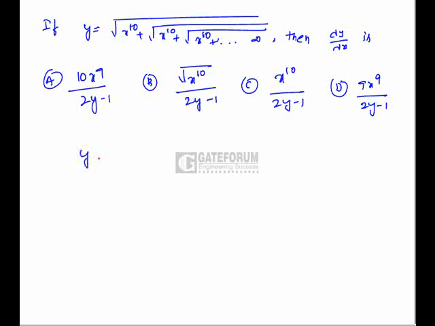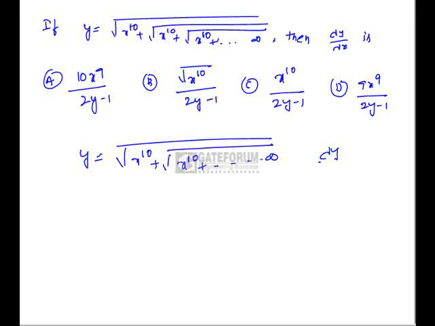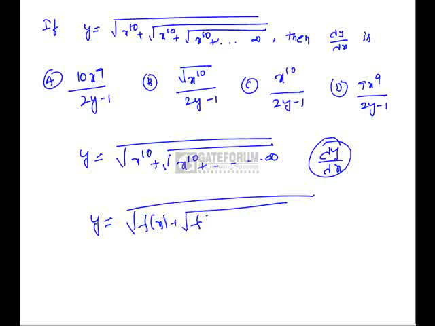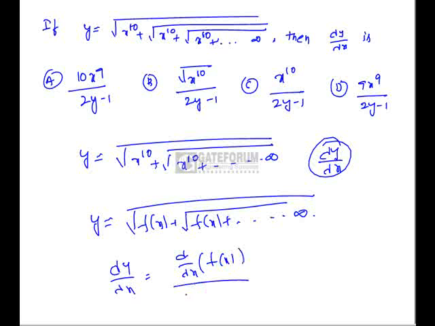In this problem it is given that y is equal to root over x power 10 plus root over x power 10, and so on up to infinite terms. Now we have to find the derivative of this, that is dy by dx. Now there are two ways of solving this problem. One is directly by formula. If y is a function which is root over f of x plus root over f of x plus so on up to infinity, then dy by dx is nothing but the differentiation of the function f of x divided by 2y minus 1, which is x power 10 by 2y minus 1. If I differentiate x power 10, it is 10 into x power 9 by 2y minus 1, which is option A.